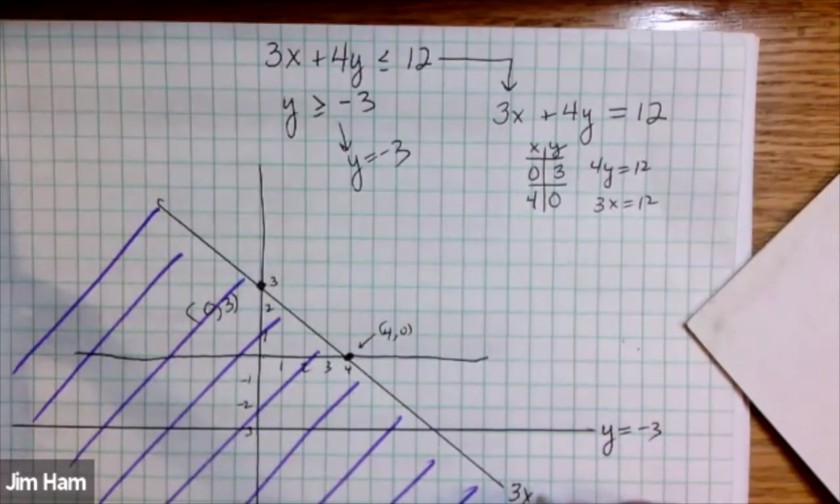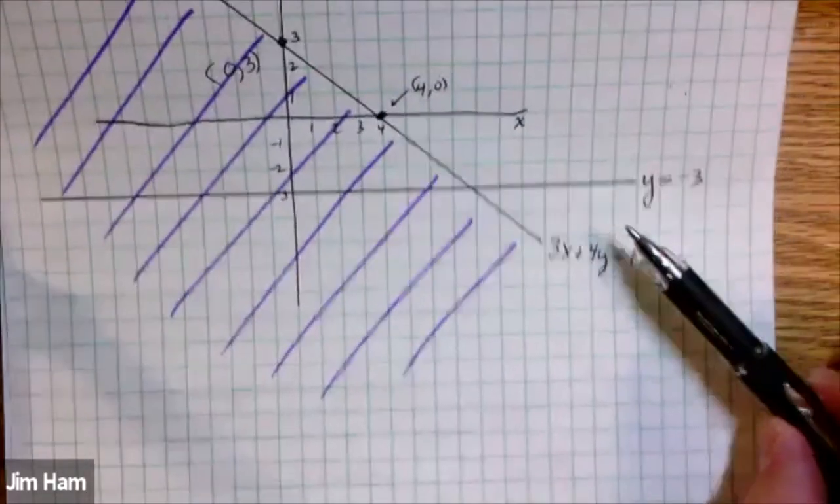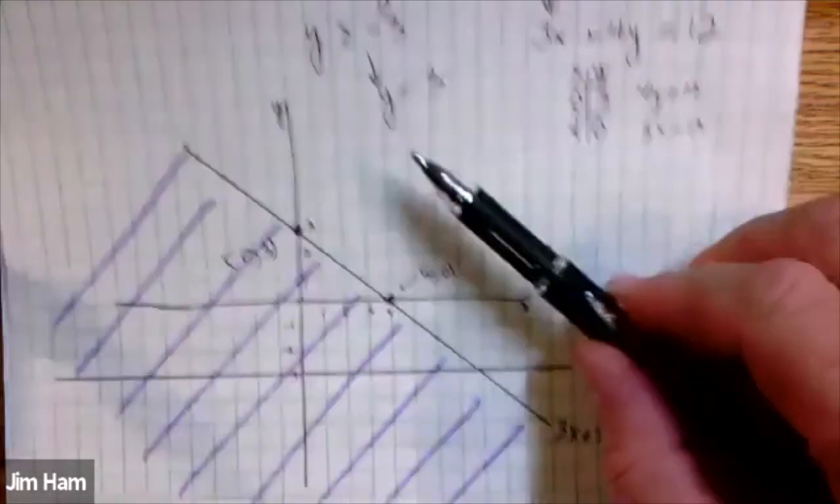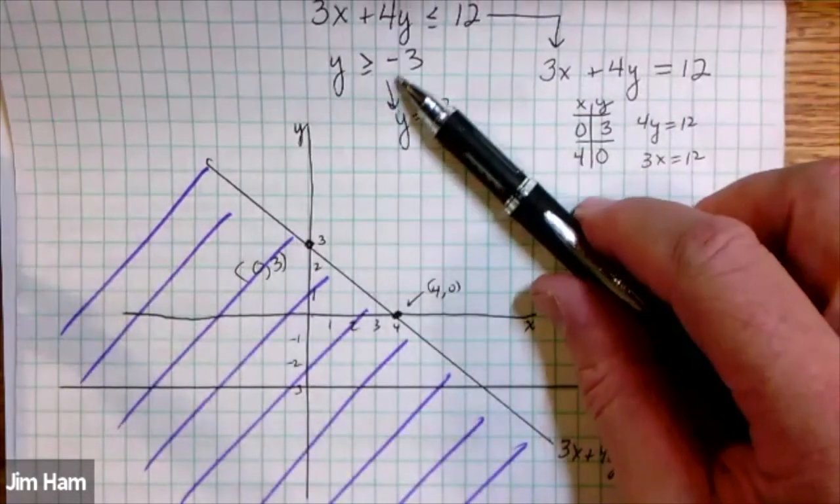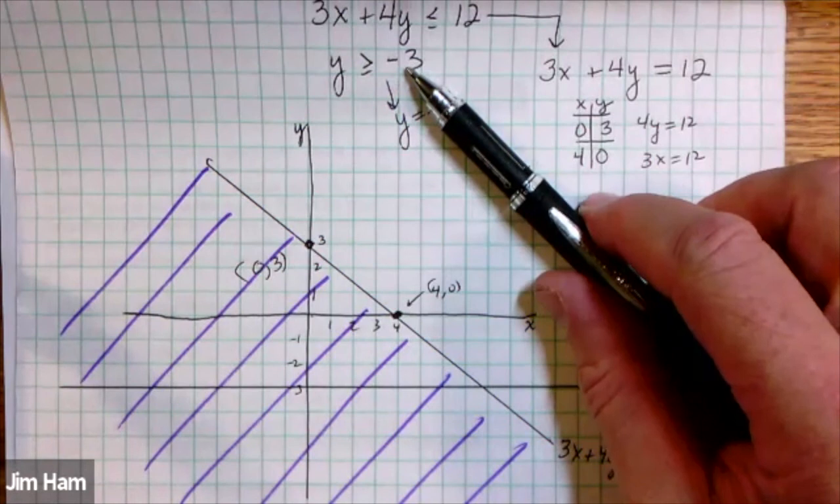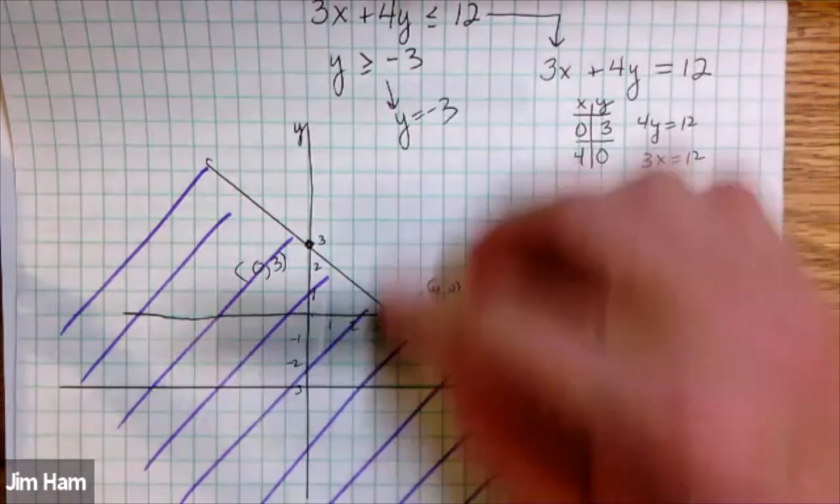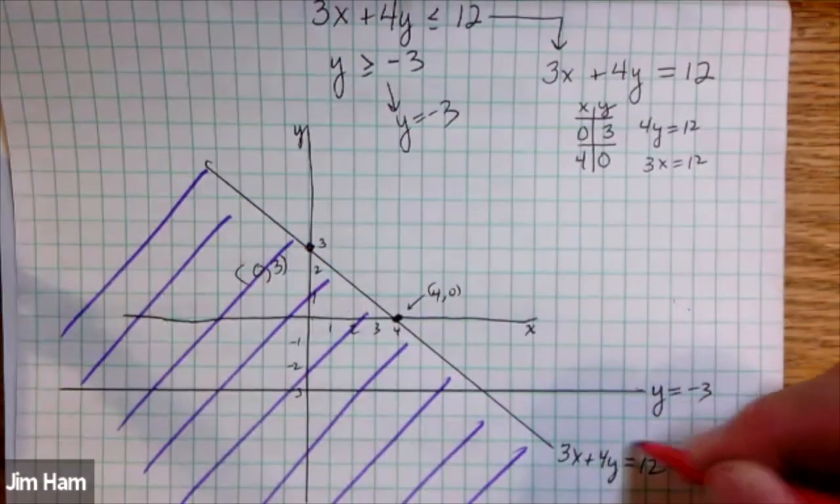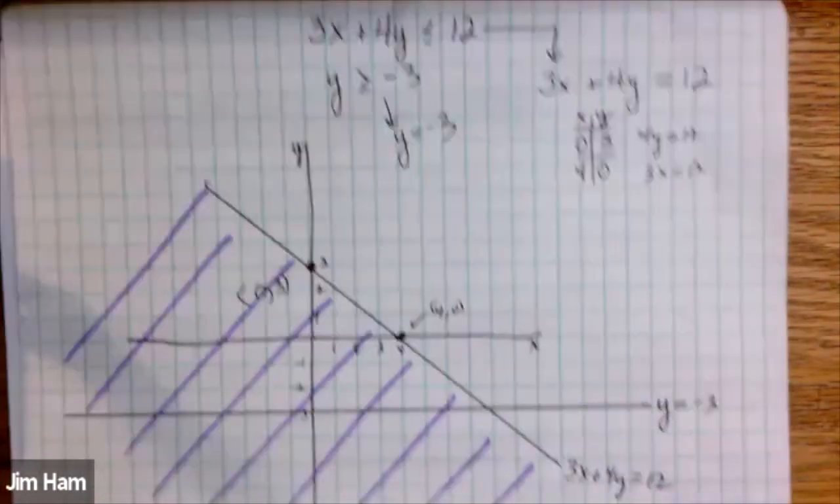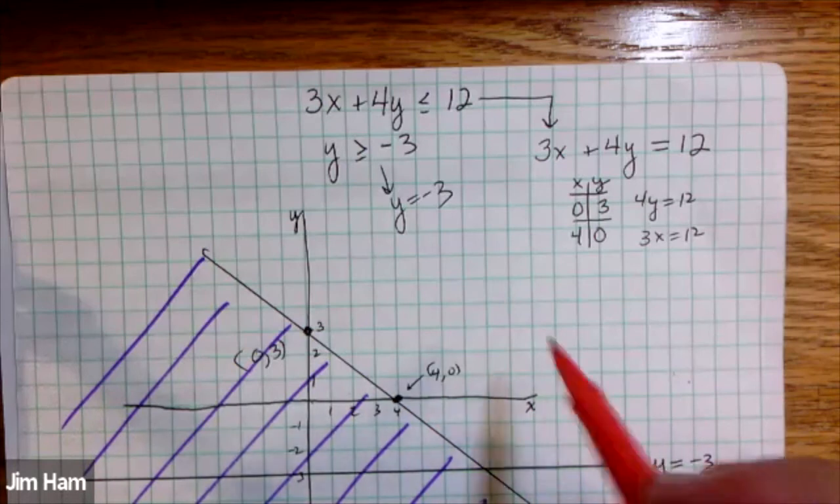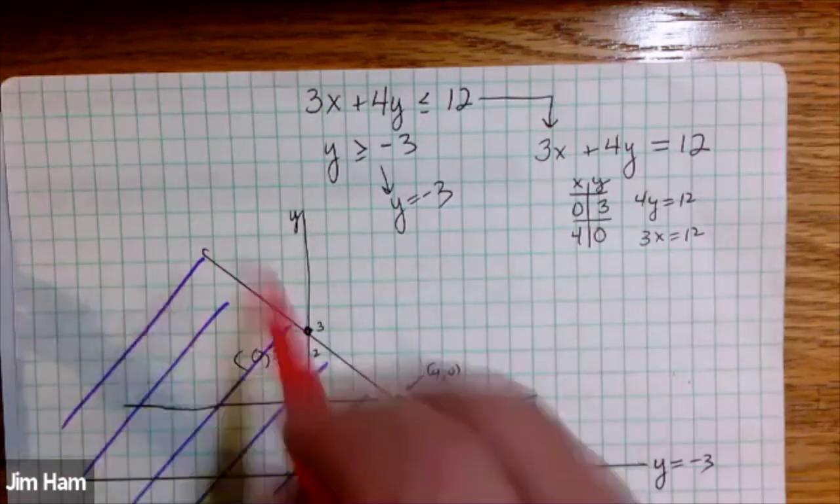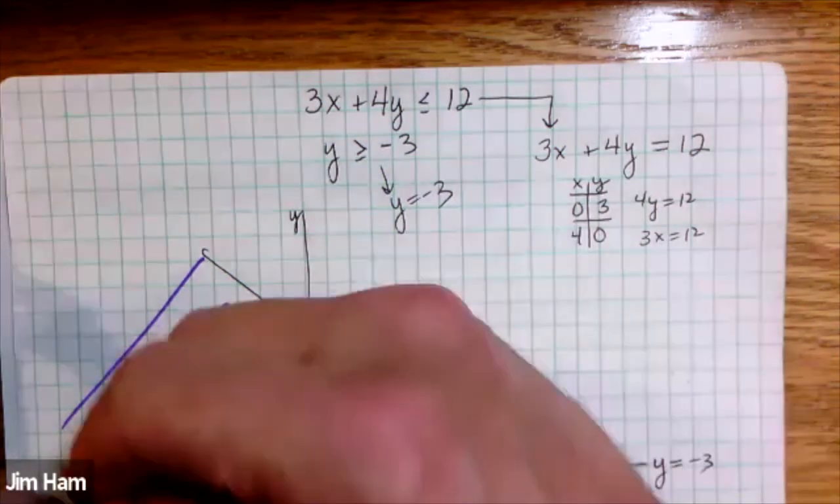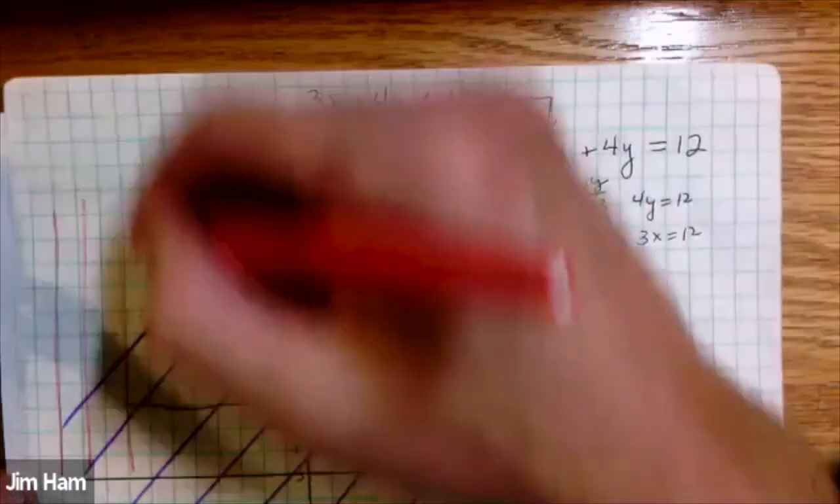And this is 3x plus 4y equals 12. So when I label the lines, I'm going to label the actual equations. All right, here's y equals -3, and our inequality is y is greater than or equal to -3. So do I shade this one above or below? Above y equals -3 or below? Here's the inequality. Any point up here would have a y coordinate that is larger than -3. So you're correct. You're going to shade everything above the line.